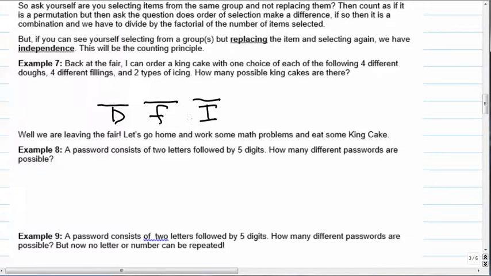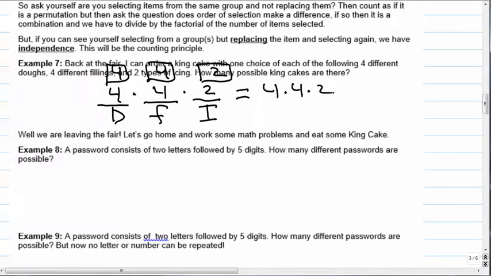All right, so this is what I need to do. Pick a dough, a filling, an icing. Where are they coming from? Well, the dough has to come from 4 doughs, the filling, 4 fillings, and the icing, 2 icings. Start picking. Well, again, this is pretty straightforward, so I'm going to fly through it. I'm only picking 1 item from each group, so I don't care about replacement. I'm only picking 1 item from each group. I don't care about order.